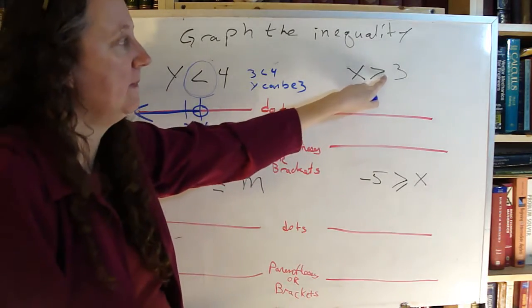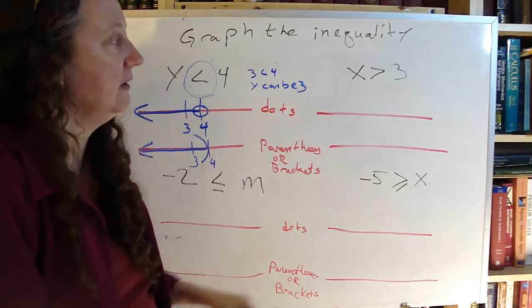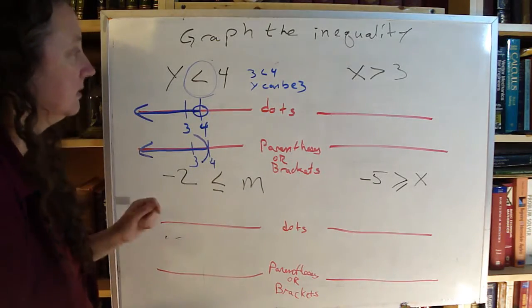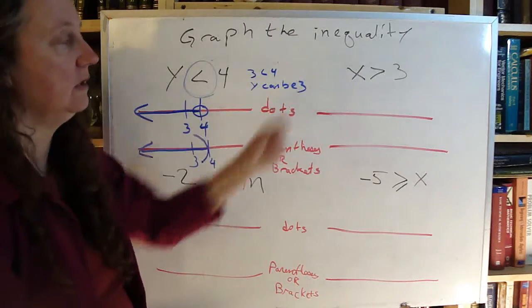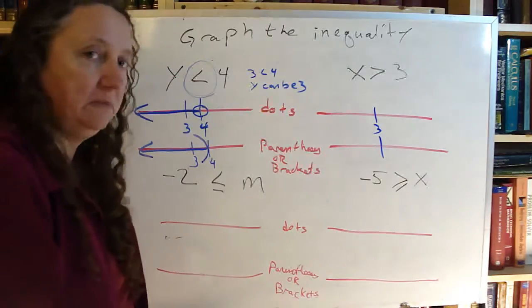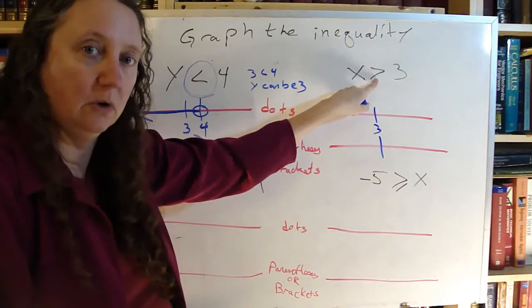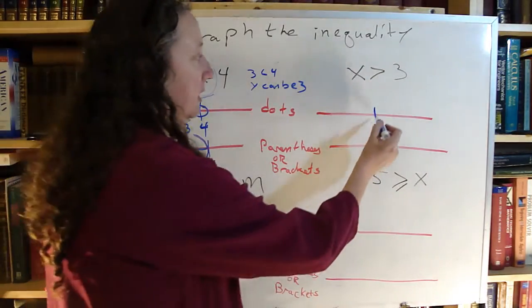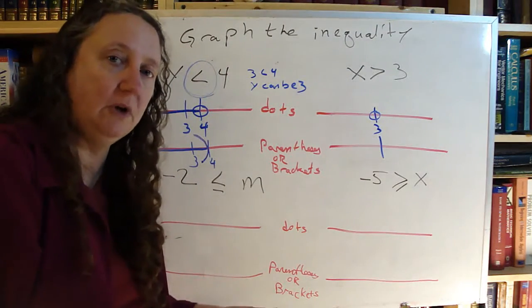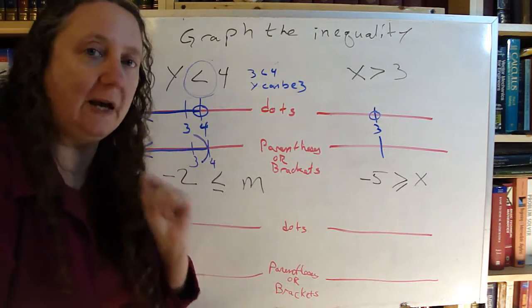Over here does not have the equal to part on it, so therefore that is also going to be using parentheses and open dots. So I need to find over here, where is 3? Found 3. I figured out that I need to use an open dot or a parenthesis, so I'm going to put that in. Again, to me, it does not matter which one you use, whether it's open dots or parentheses. But pick one for yourself and stick with it.